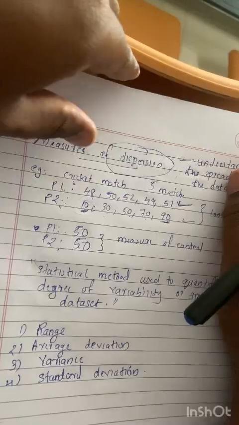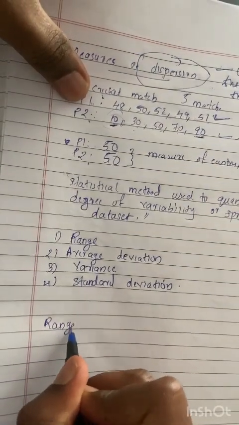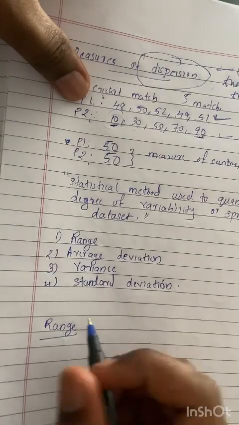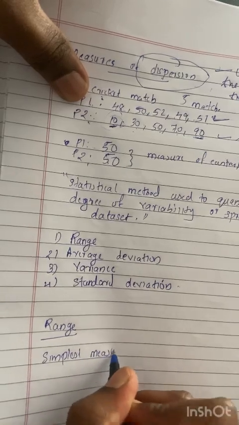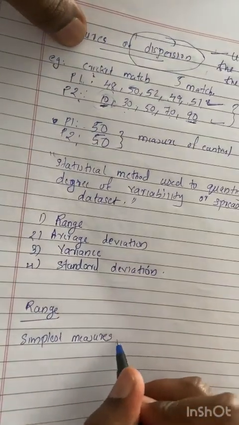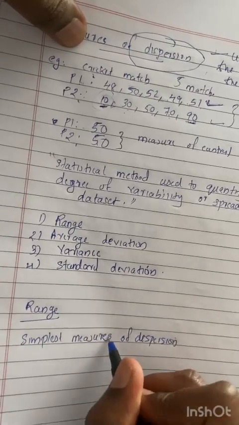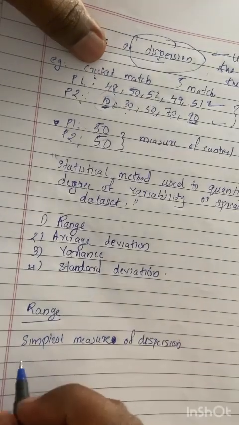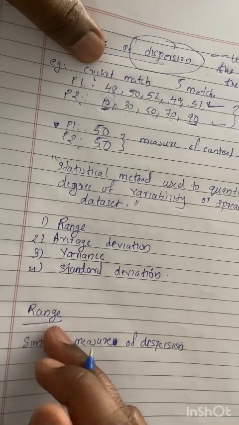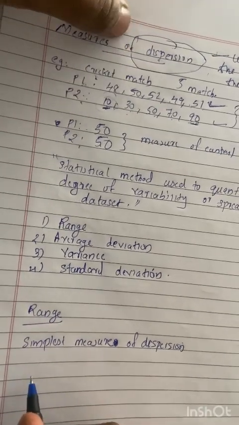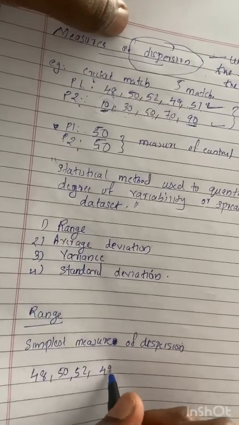So first we'll discuss what you mean by range. This is the simplest measure of dispersion. Why I say so, I will explain with one example of what range is. We can take the same example of player 1. This was my data: 48, 50, 52, 49, 51.